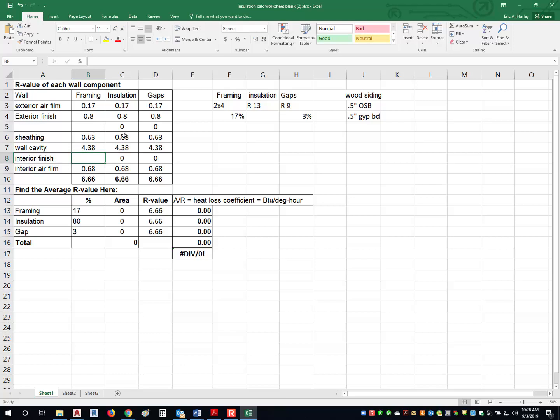I knew that was going to do that, and I didn't want it to do that, because these are not going to be the same. These are all going to be different. The insulation, what did I tell you the insulation? R13. So I'm going to put in 13 right there. What about the gaps? I told you it's going to be an R9, so I'm going to put the R9 in there. So now we have the wall cavity all figured up. We have our framing, we have our insulation, we have our gaps.